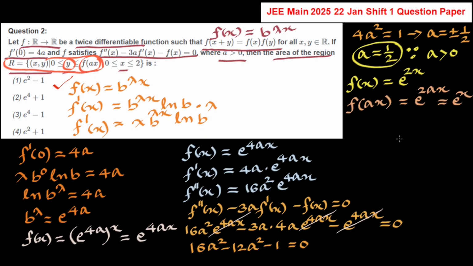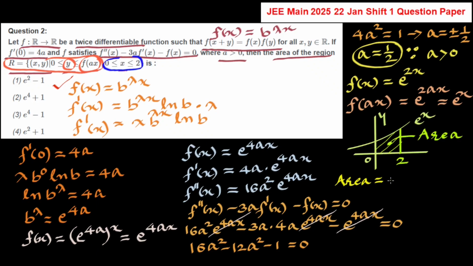Now the graph of e^x is of this type and x lies between 0 and 2. So we have to find this area. Integral from 0 to 2 of e^x dx, e^x from 0 to 2, e² minus e^0, that is minus 1. So this is the area of the region, e² − 1. Hence the correct answer option will be 1, e² − 1.